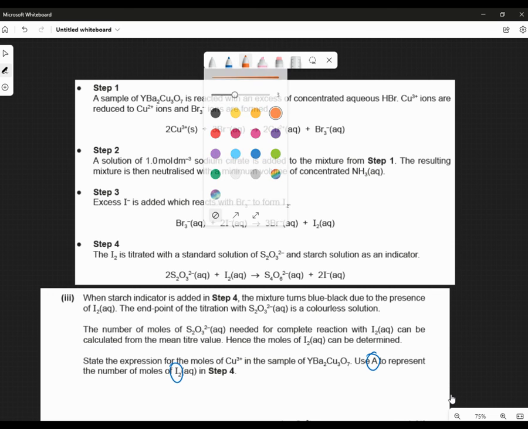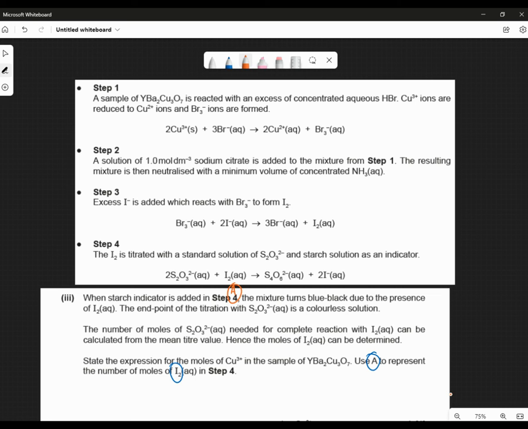So let me use a nice bright colour here. Yeah, this orange is good. If iodine is A here, it must be A here. If iodine is A here, the Br3 minus must be A.